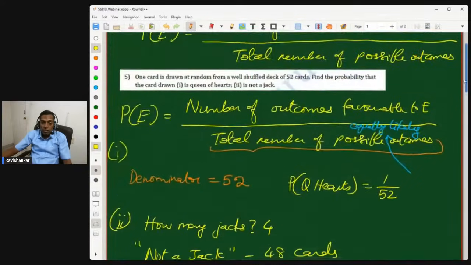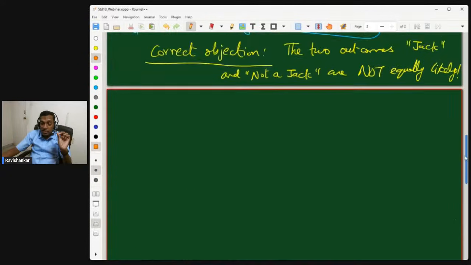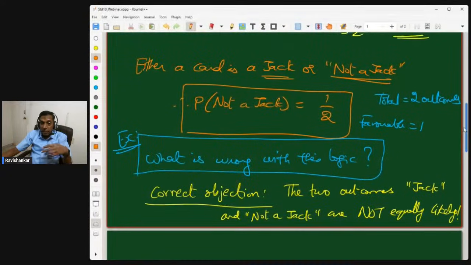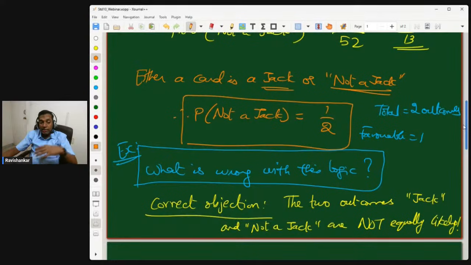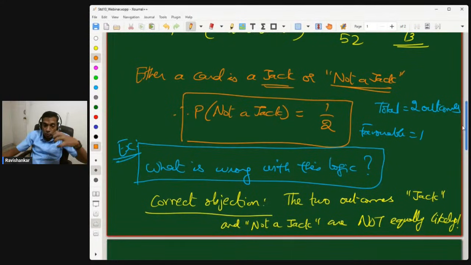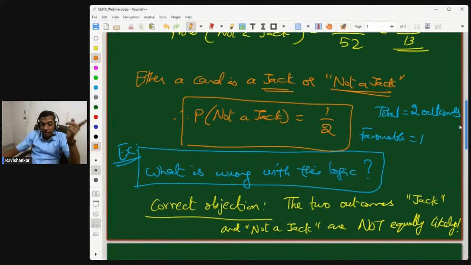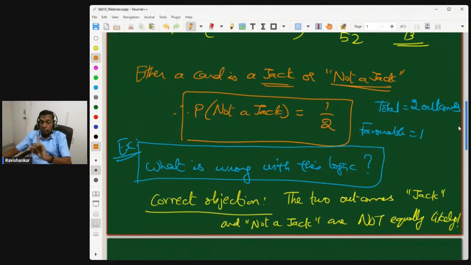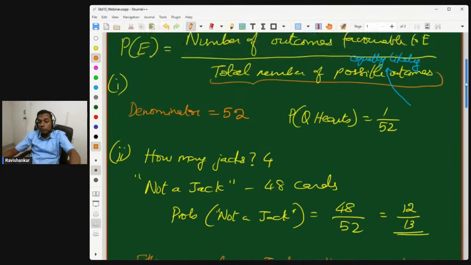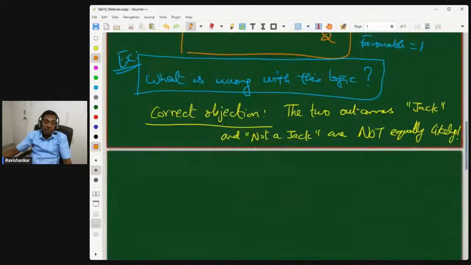The probability formula is only applicable when the denominator is the total number of possible equally likely outcomes. This is a subtle idea which many people miss, and especially when we come to 2 dice, 2 coins, etc., this will become very important. Keep this in mind. I'll come back to this later. So that is what is wrong, and this is also an important foundation for 11th standard probability.